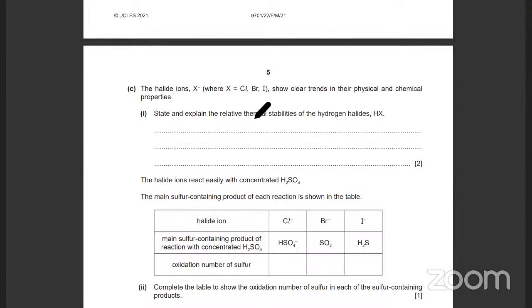We've got thermal stabilities. State and explain the relative. So who's more stable, HCl or HBr or HI? HCl. HCl is more stable and HI is the least stable. You can write proper statements like this is least stable, that one is more stable. And why? I mean, we stated it. Now we need to explain that. That's the other mark. So why is HCl stable?